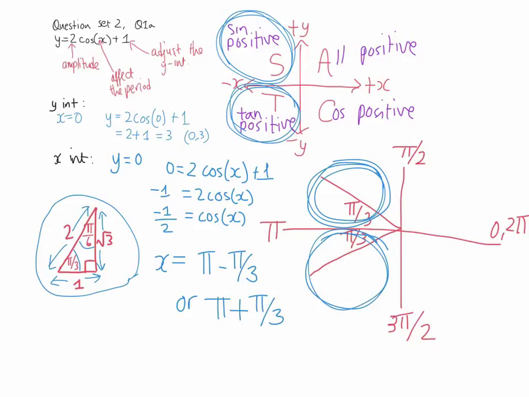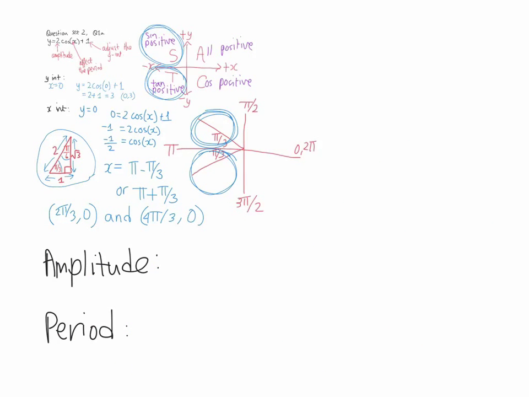So that gives our x-intercepts at (2 pi on 3, 0) and (4 pi on 3, 0). Now, finally, before we draw our graph, we look back to the equation to see what the amplitude is, and that's the number in front of the cos x, so that's multiplying the whole graph by 2, so the amplitude is 2. And then looking at the x inside the brackets, there's no number multiplying that x by anything, so the period just stays as 2 pi.